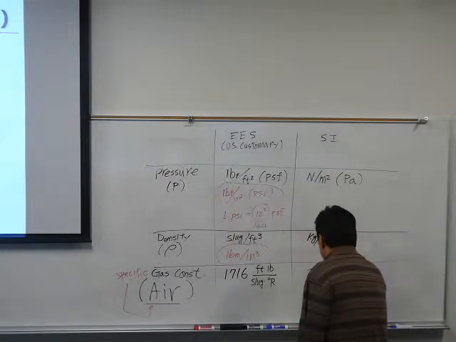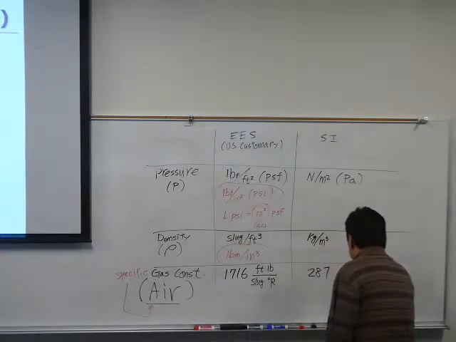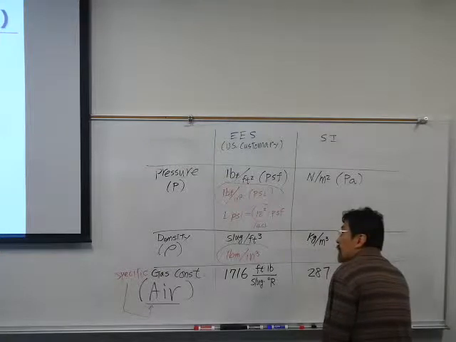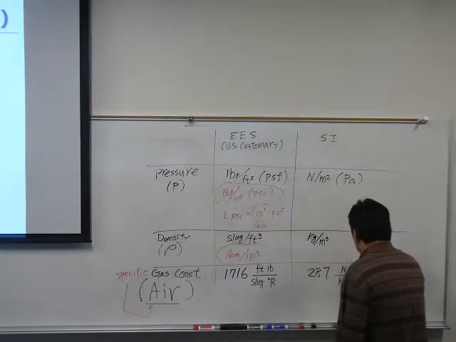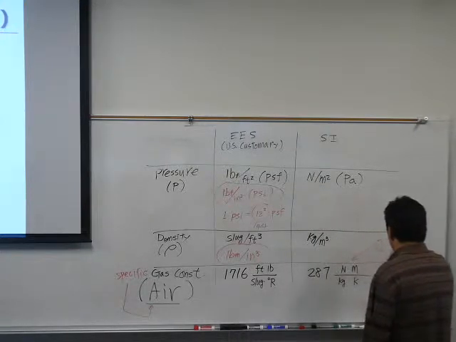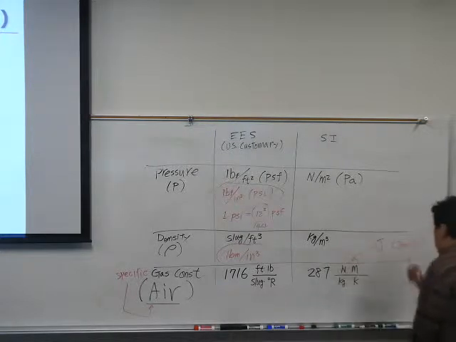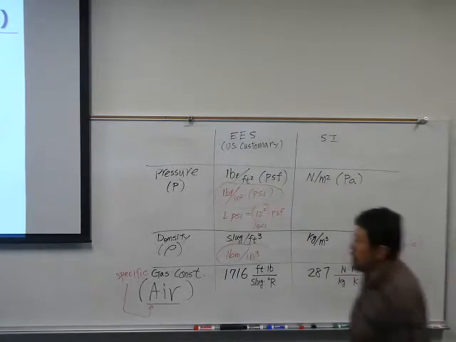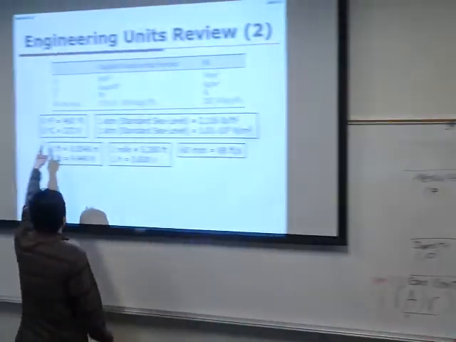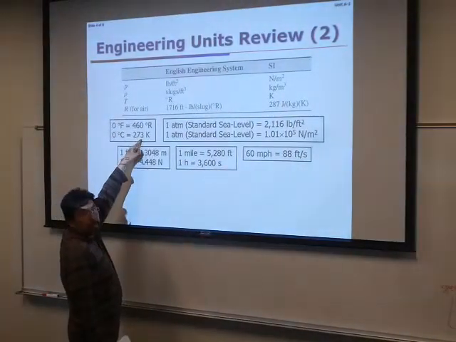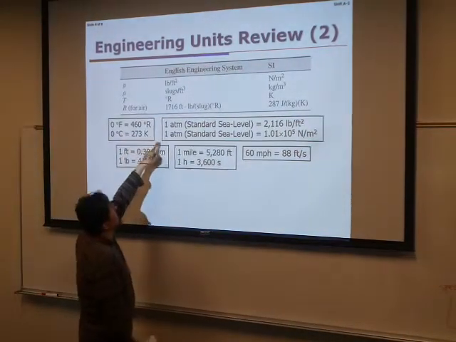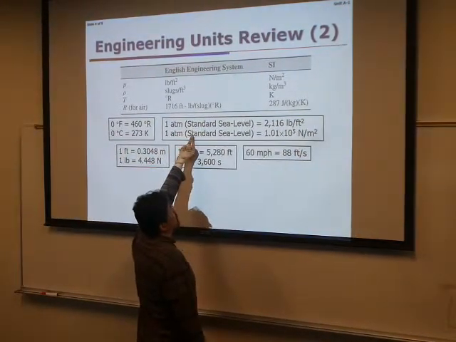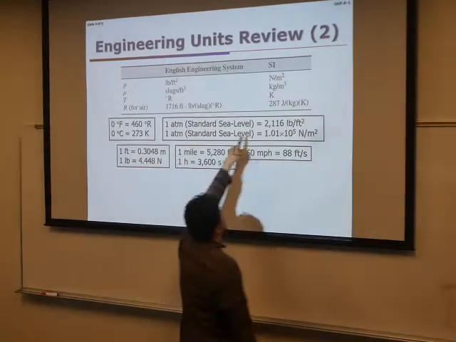This is 287, of course, Newton meter per kilogram Kelvin. Okay. This Newton meter is called joule. Okay. So those are pretty much the units we're going to use: pressure, density, gas constant, temperature. There are a few things. This is the conversion between relative scale to absolute scale temperature. Okay. 1 atm, this is the standard sea level atmospheric pressure, which is 14.7 psi.